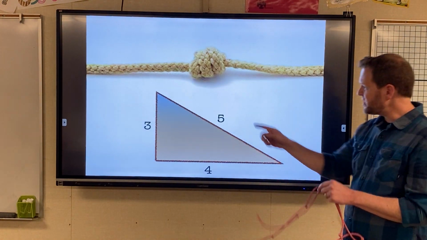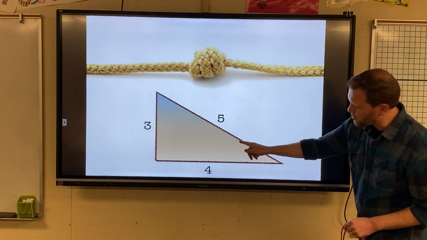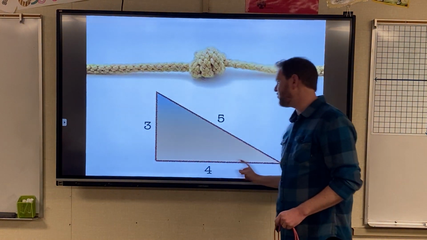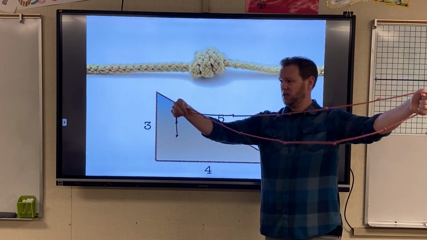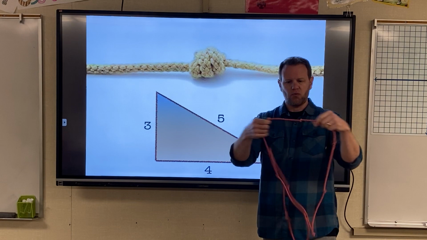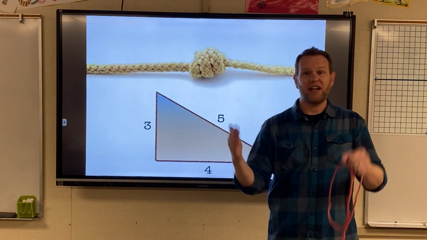So the 3 segments, the 4 segments, and the 5 segments, and you could go 4 down, 3 across, or you could go 3 down, 4 across. It would work either way. You can test this at home if you want to, right? Take that rope, take that measurement. 3, 4, 5 always makes a right triangle.